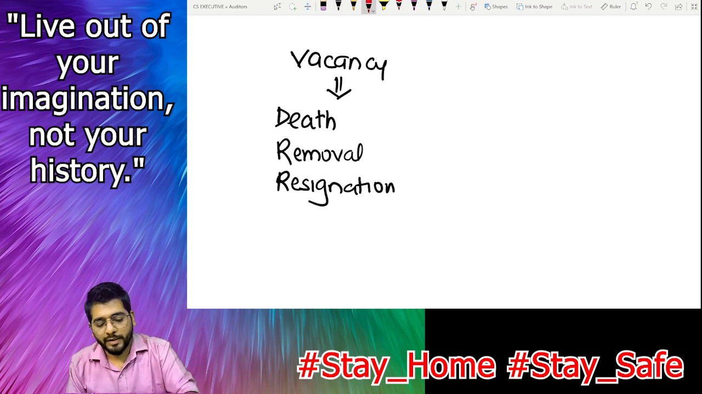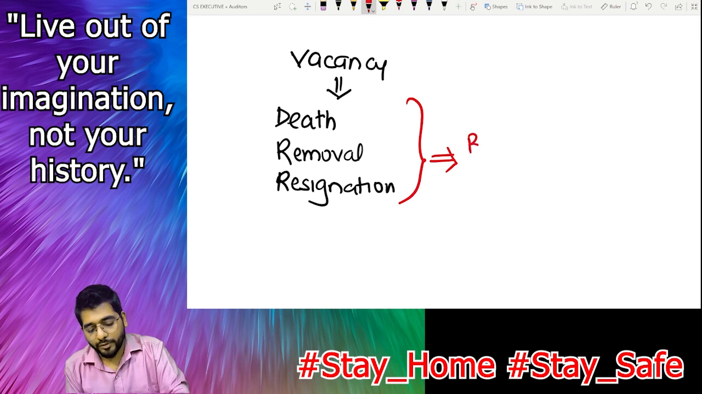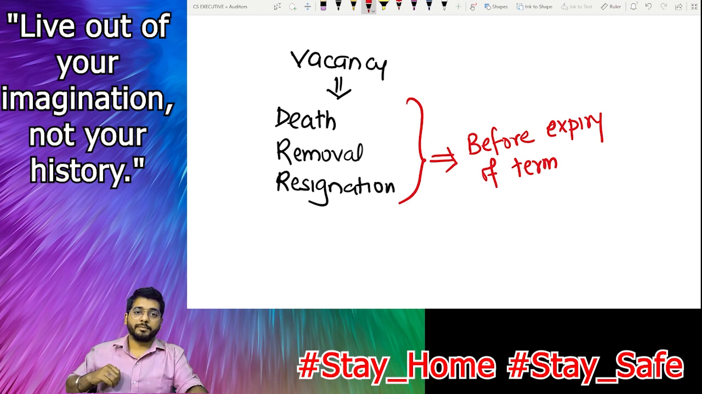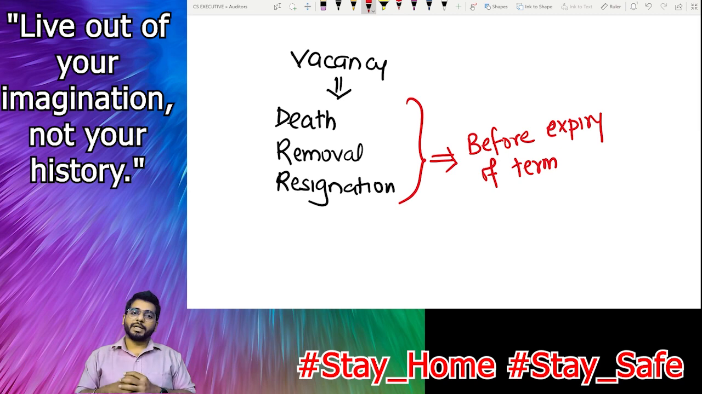By death, removal, or resignation, and all these things have happened when? These things have happened before expiry of the term. So if your term is getting over and they are removing you when your term is getting over, that is no problem. They are removing, they will appoint somebody else. That is normal vacancy. But before the term gets over itself, if you are being removed or you resign from that company, from the auditorship, or else you are no more, rest in peace. That is a case of casual vacancy.